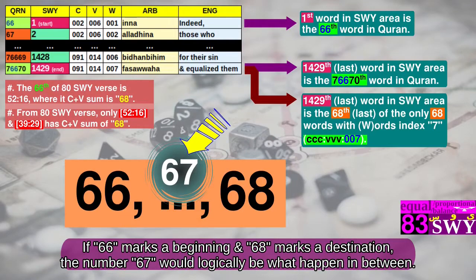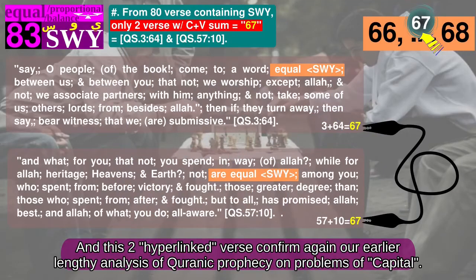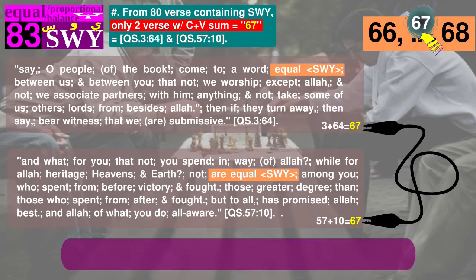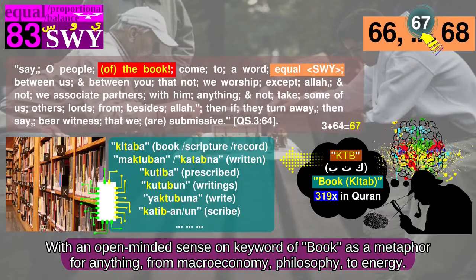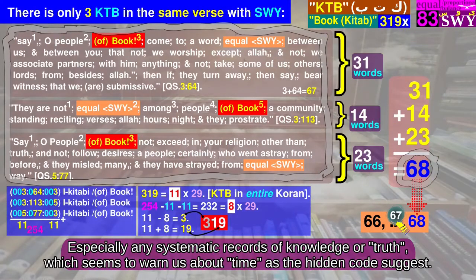If 66 marks a beginning, and 68 marks a destination, the number 67 would logically be what happened in between. And this too hyperlinked verse confirm again our earlier lengthy analysis of Quranic prophecy on problems of capital. With an open-minded sense on keyword of book as a metaphor for anything, from macroeconomy, philosophy, to energy. Especially any systematic records of knowledge or truth, which seems to warn us about time, as the hidden codes suggest.